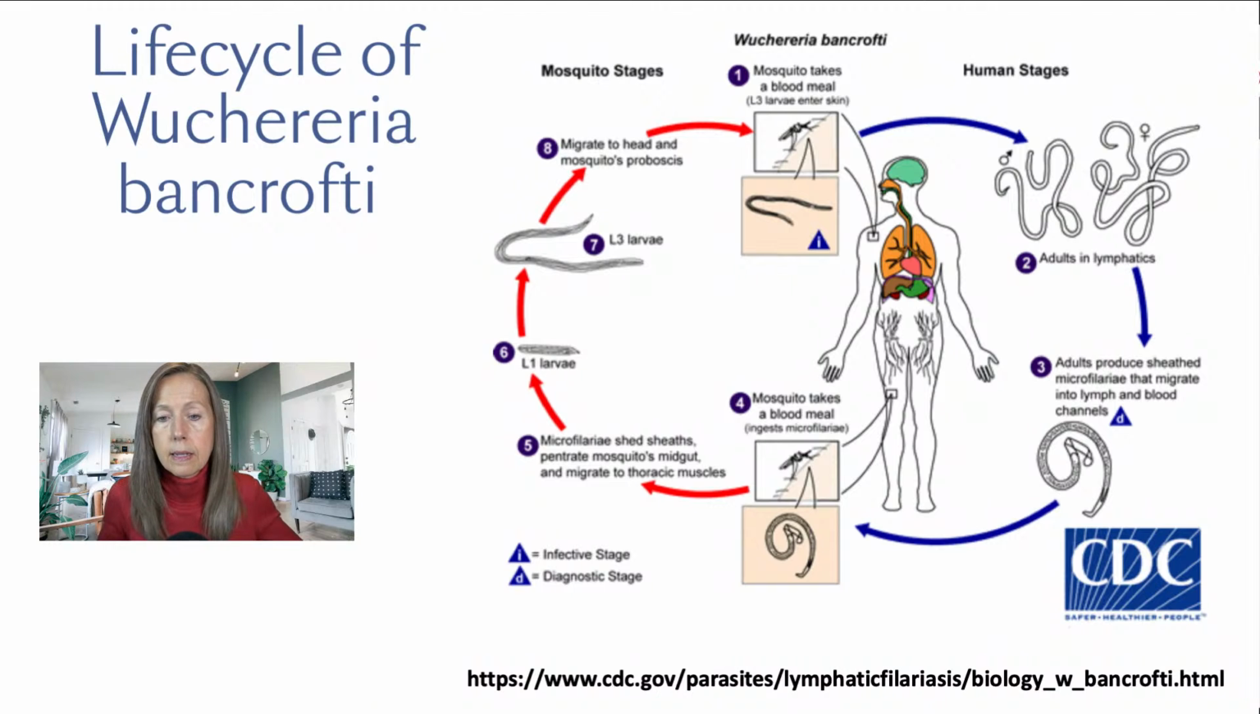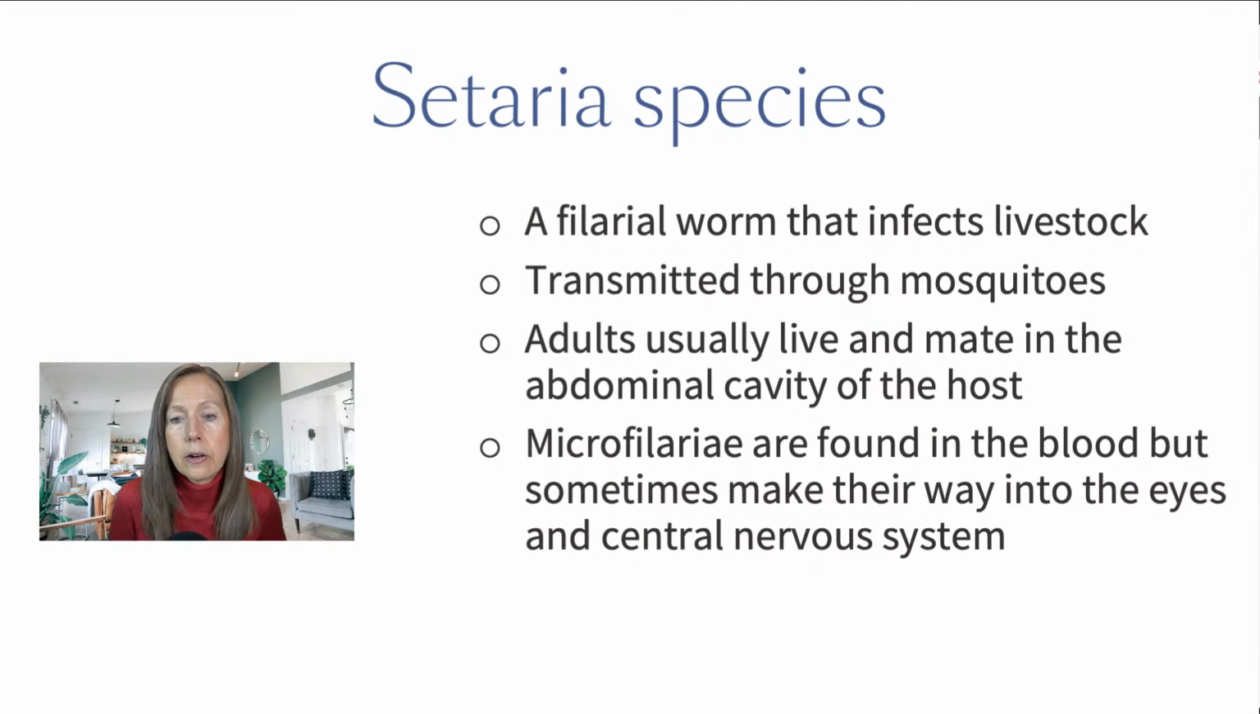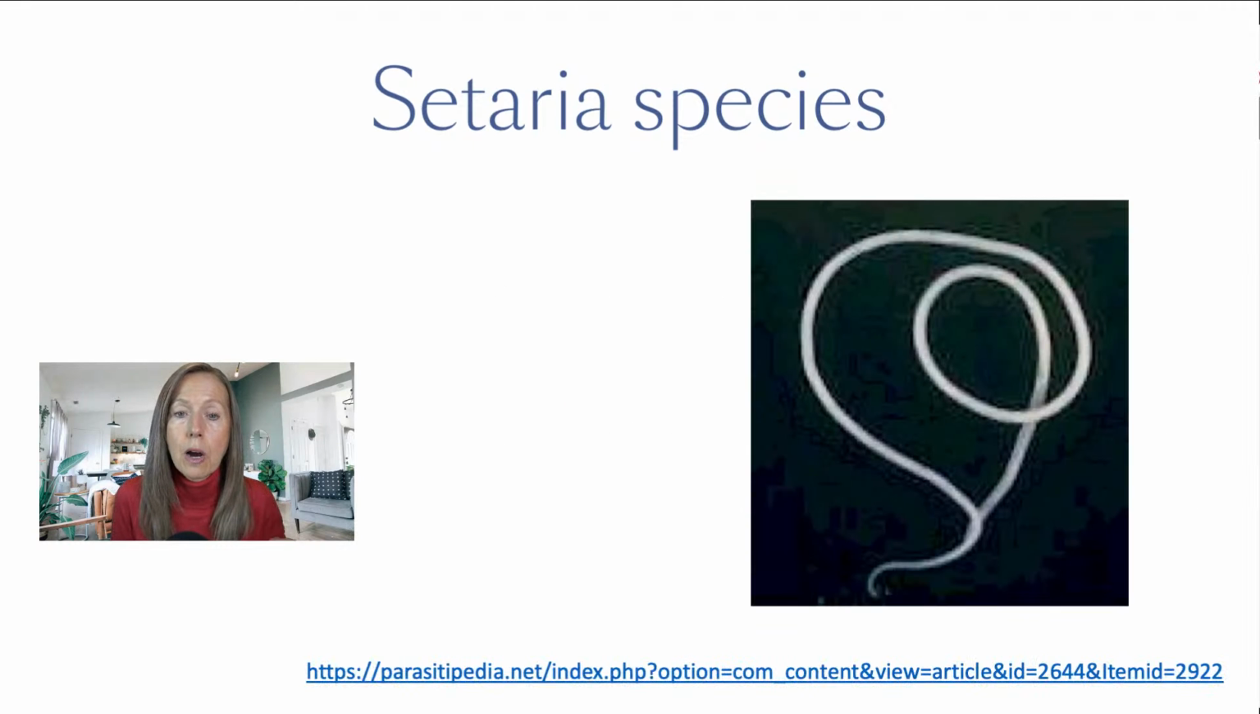And the other one is, so those are the notes I had for the Ceteria species, and they're being transmitted through livestock, but also to us too. And the last one, that's a picture of a Ceteria filarial worm. So that's an adult worm.